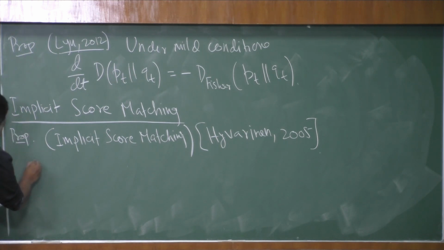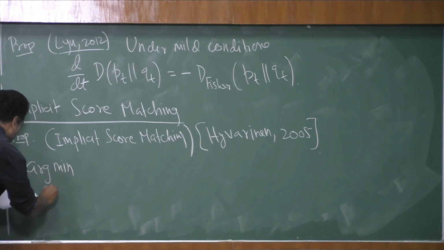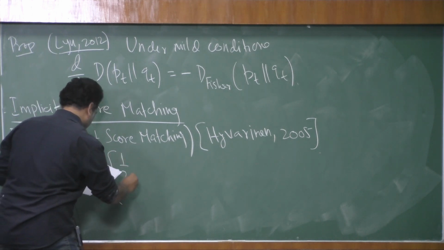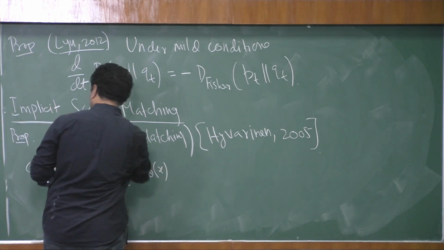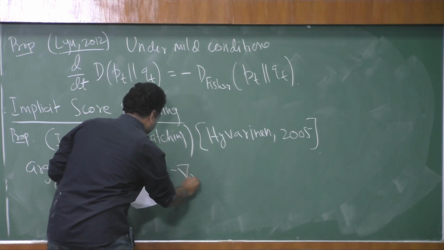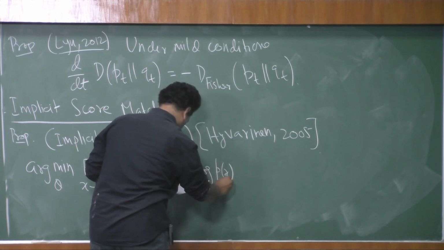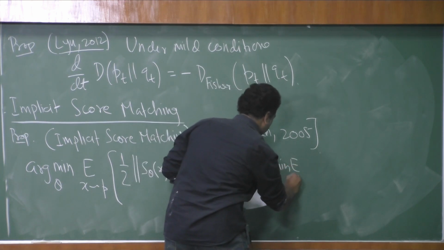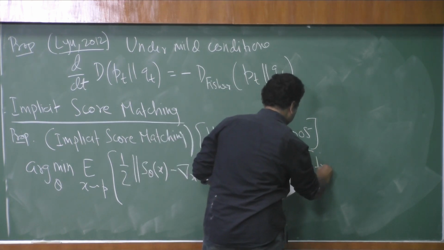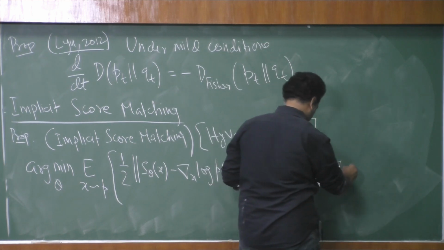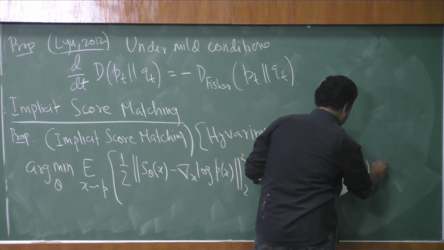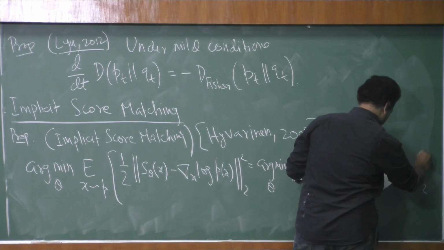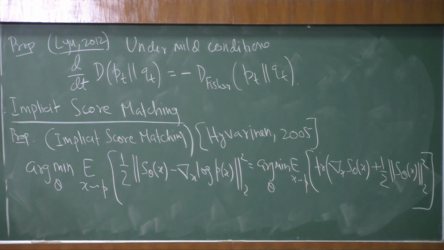So the result says that arg min over theta of the expectation over x from P of half the norm of s theta x minus grad x log px, which is exactly what we have written, and this is the left hand side right now, is equal to arg min over theta of the expectation over x from P of the trace of grad x s theta x plus half of the norm of s theta x squared.